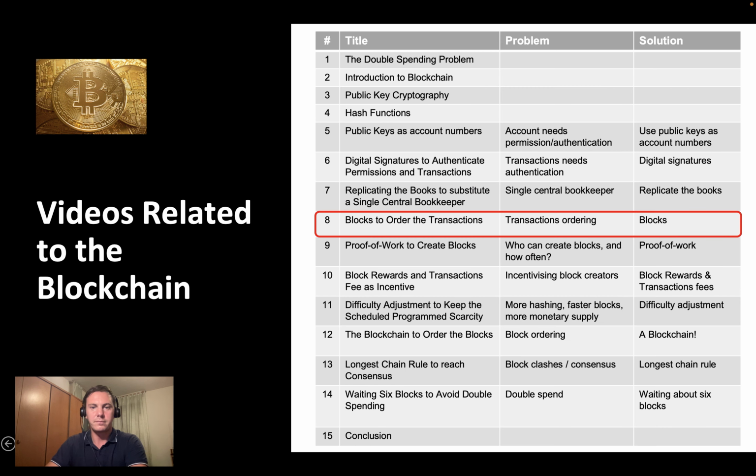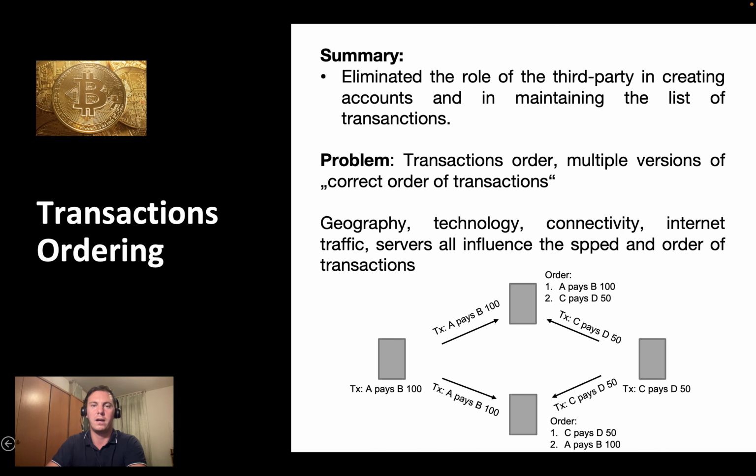As said, we are exactly at the end of the video. We have done more than half of all the videos in order to explain the blockchain. Let's do a summary of what we have done so far. We have now eliminated the role of the third-party administrator in creating accounts and in maintaining the list of transactions. The question is now, how do multiple bookkeepers stay in synchronization with each other?